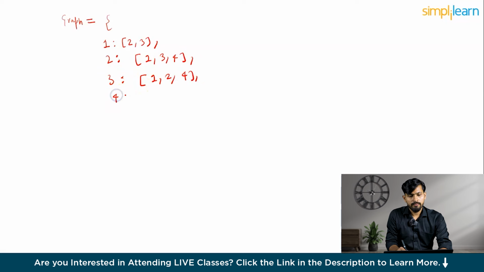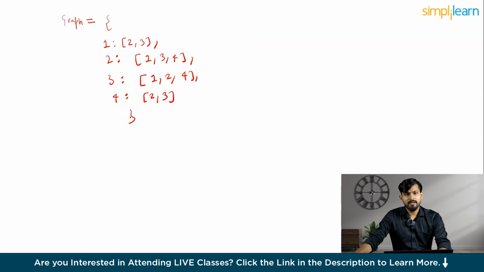At 4 we have 2, 3 and we are closing it. Now it is a simple undirected graph where we can say that vertex 1 is connected to vertex 2 and 3, and vertex 2 is connected to vertex 1, 3 and 4. Similarly, vertex 3 and vertex 4, all their connectivity is given in this array.